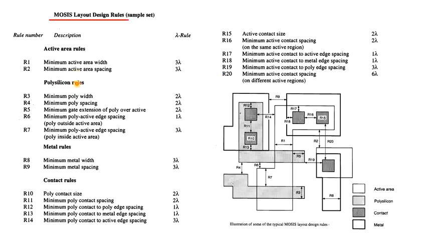Okay, so for example, this polysilicon design rule shows that the minimum polysilicon width in a particular technology node has to be 2 lambda. Minimum polysilicon spacing also has to be 2 lambda. Minimum gate extension has to be 2 lambda. For metal rules, the polysilicon contact size has to be 2 lambda.